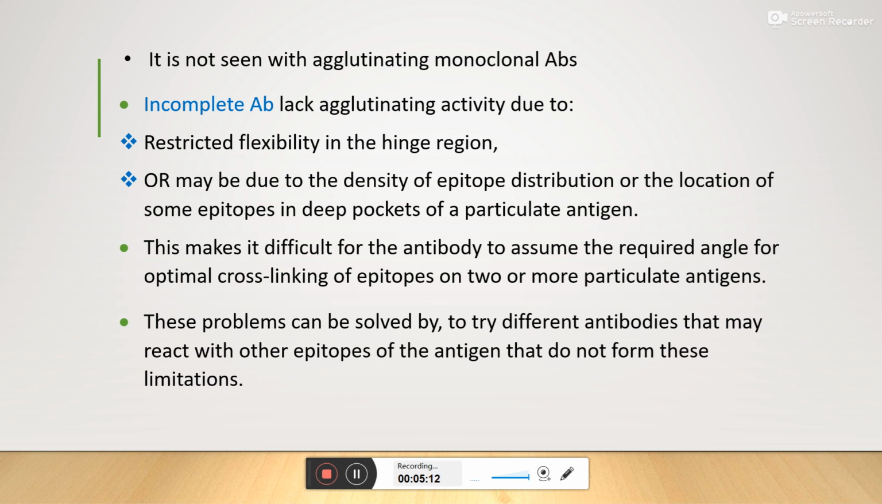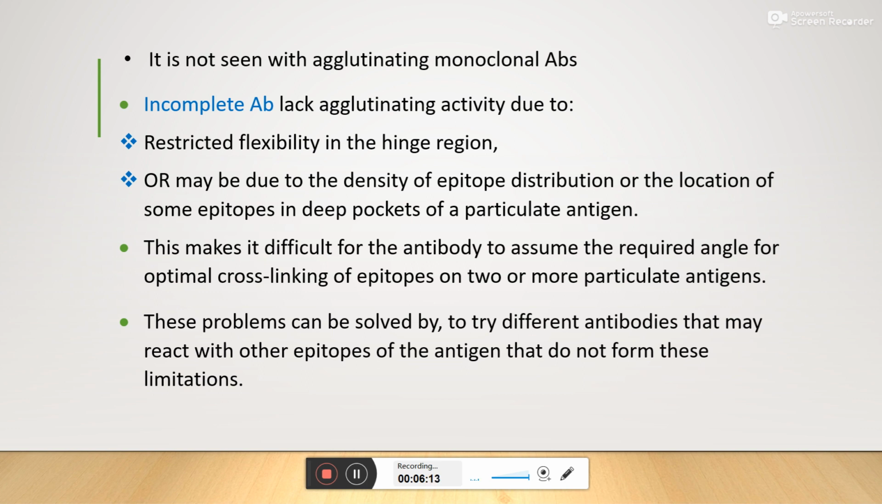Why do these incomplete antibodies lack their agglutinating activity? There are two reasons. First is the restricted flexibility in their hinge region. The second is the density of epitope distribution on the particulated antigen, or sometimes some epitopes are present in deep pockets where the antibodies can't reach for binding. So these are the two reasons why they lack agglutinating activities.